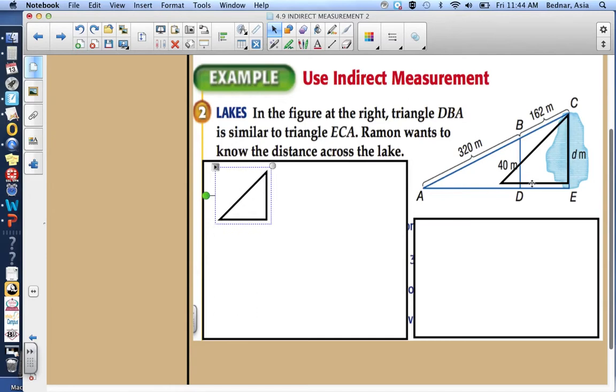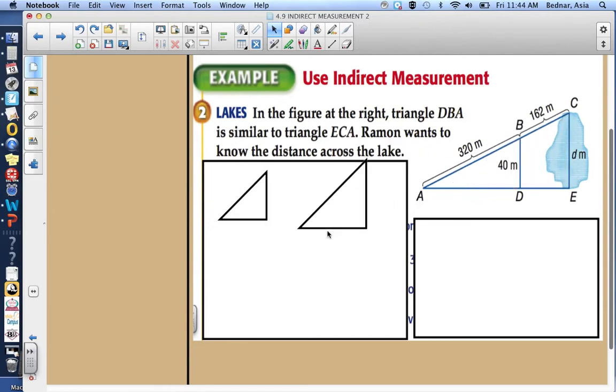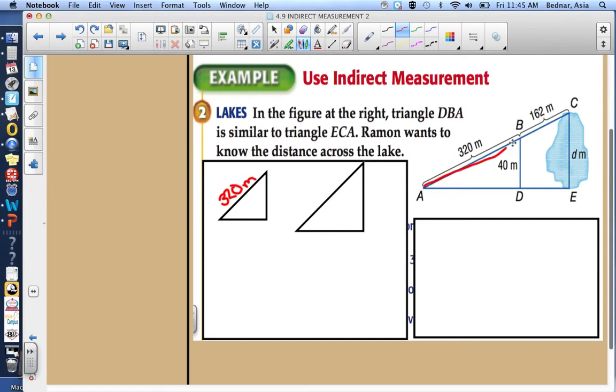What is more important, however, are the corresponding parts. When I look at the corresponding parts, I have this on the little triangle being 320 meters. This on the big triangle would be this part right here. Well, if this much is 320 and this is 162, I have to add those together. 320 plus 162 is 482. So this would be 482 meters.